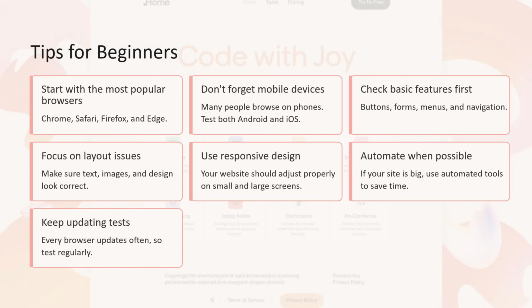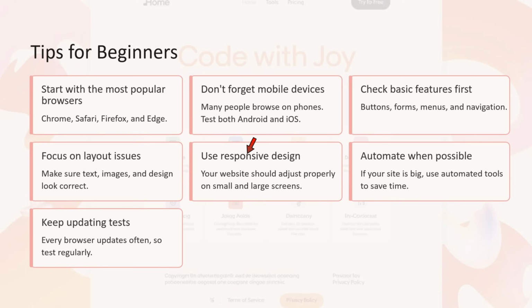Now we will see the tips for beginners. You have to start with the most popular browsers: Chrome, Safari, Firefox, and Edge. Don't forget mobile devices. Many people browse on phones, so test both Android and iOS. You have to check basic features first: buttons, forms, menus, and navigation. You have to focus on layout issues. Make sure text, images, and design look correct.